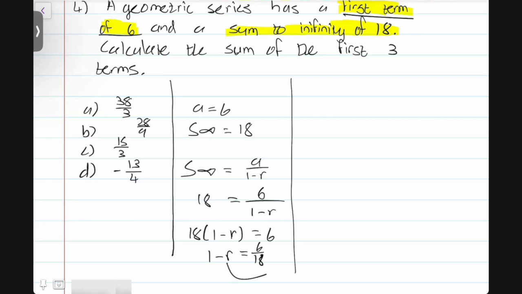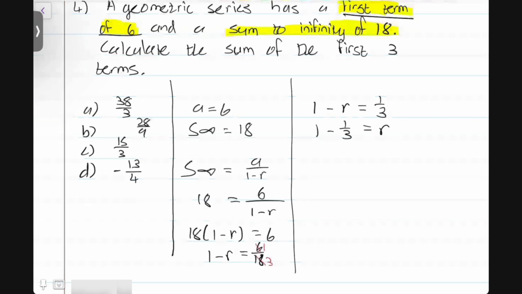Now I'm going to take the R onto that side to make it positive. But first, 6 over 18: how many times does 6 go into 18? 6 goes into itself once, and it goes into 18 three times. So that's a third. We have 1 minus R is equal to a third. We take it over: 1 minus a third is equal to R. 1 minus a third is going to be 2/3.